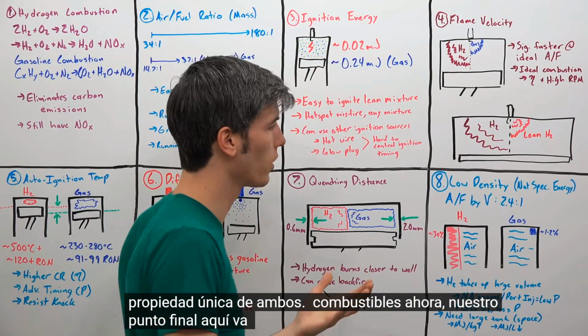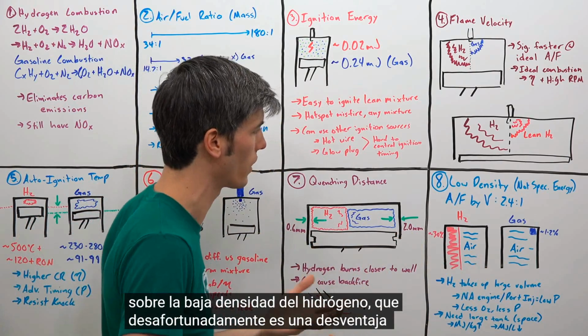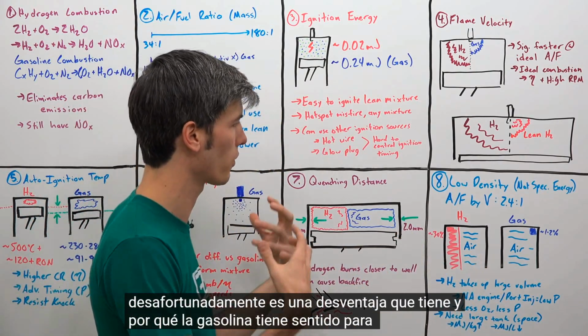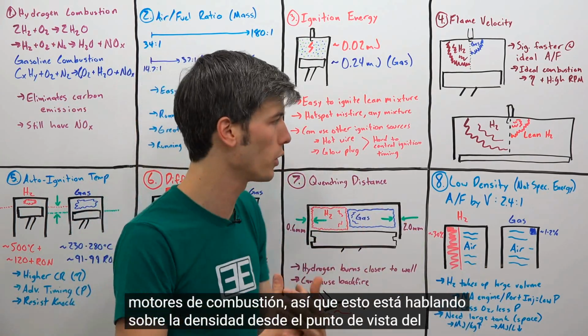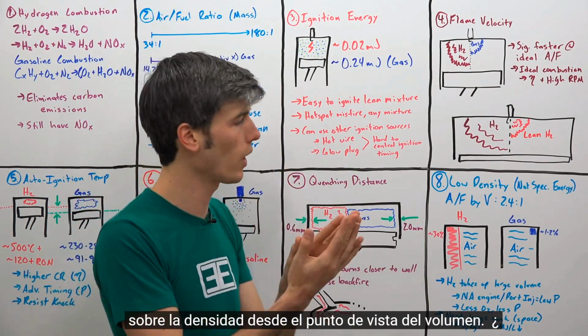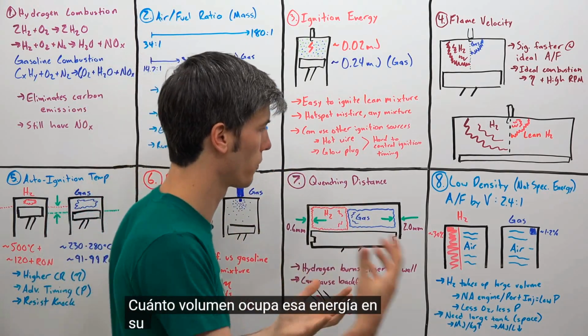Now, our final point here is going to be talking about hydrogen's low density, which is unfortunately a disadvantage it has, and why gasoline does make sense for use in combustion engines. So this is talking about density from a volume standpoint. How much energy do you have relative to how much volume that energy takes up, your fuel source?